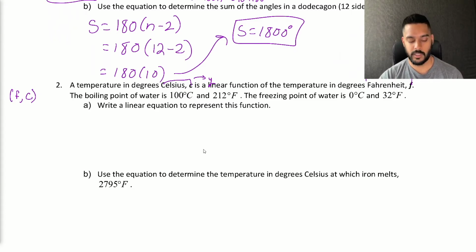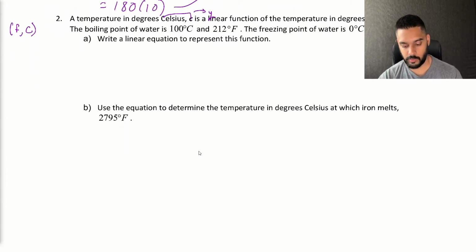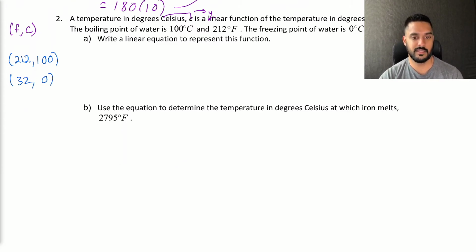Okay, so we're going to have to decide on our actual points here. We're going to have 2 points: if Fahrenheit is 212, the degrees Celsius that corresponds to it is 100. And if Fahrenheit is 32, the degrees Celsius is 0. So there's my relationship between my 2 points. So now I can actually figure out what the slope is.